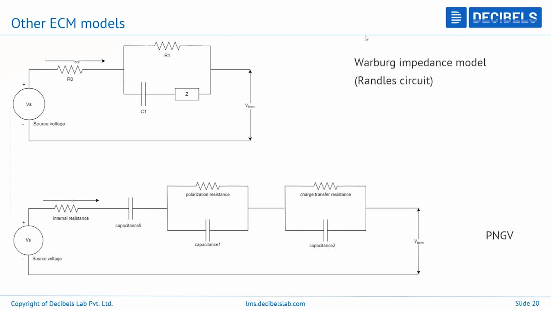right? So previously I told you that 2RC is being widely used, right? So some companies also go for using PNGV, which is nothing but an extension of 2RC. So you can see that the same 2RC branches are retained here, except in this case, an additional series capacitor is added. Okay. So this is to further capture the dynamics during the voltage response.